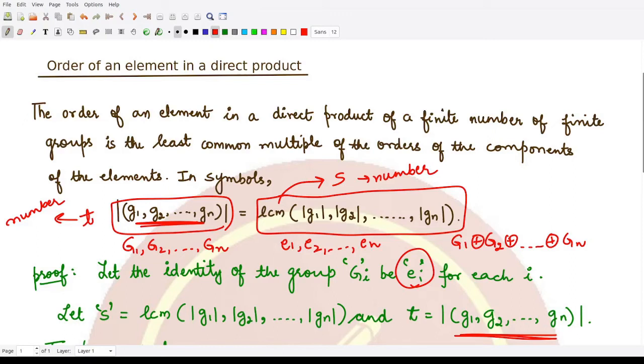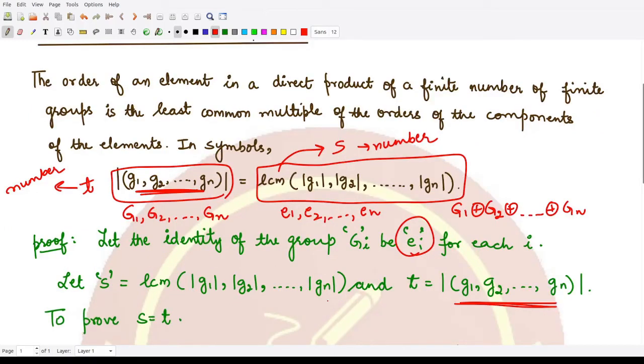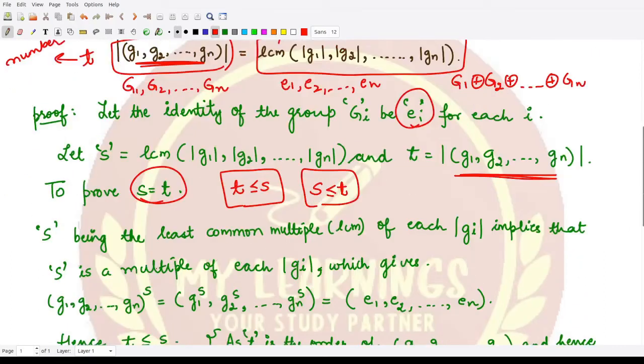Now what we need to prove? We need to prove that T is equal to S. So how will we proceed? We will first prove that T is less than or equal to S, and then we will prove that S is less than or equal to T, so that from these two inequalities we would have our equality which we wanted to prove. Okay, so let's see that now, because S is what? It is the LCM of each of these orders of Gi. So it implies that it is a multiple of each, being the least common multiple. It is obviously the common multiple, being the least, that is no issue. So S is a multiple of each of these orders of Gi.